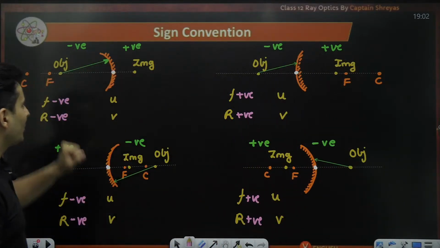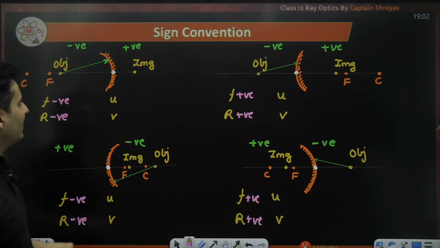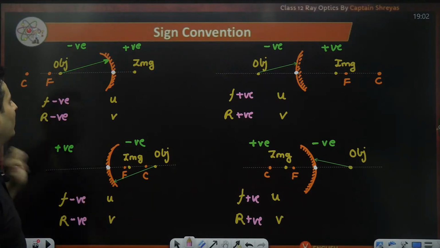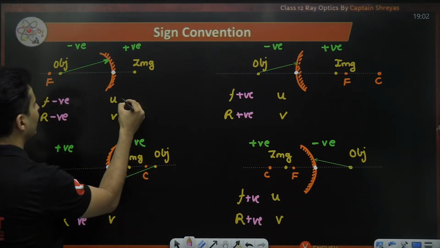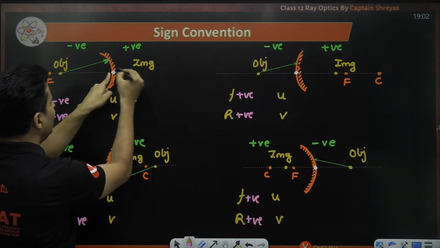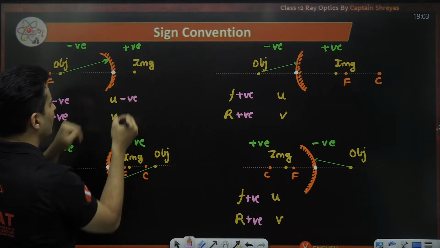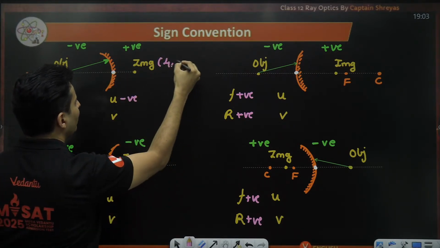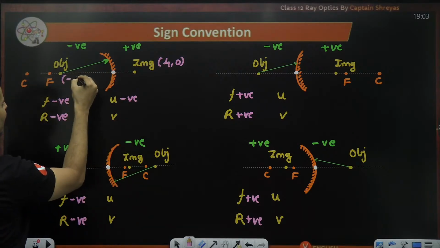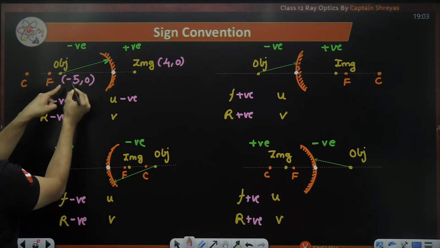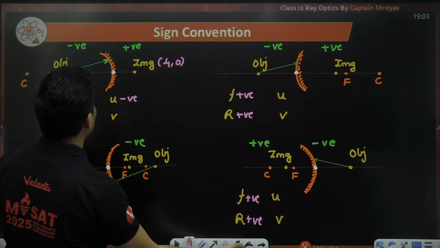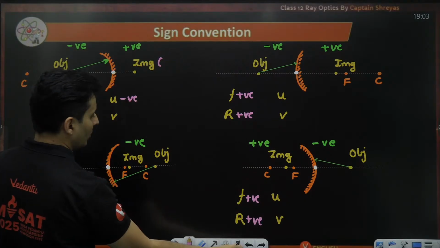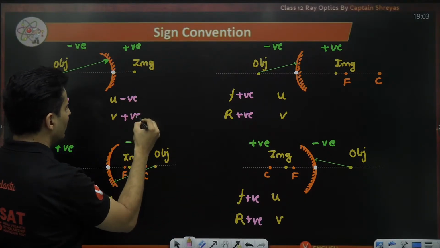Now, if you talk about object distance and image distance, look at the coordinate of the object. The object coordinate will be negative, as you can see. The image is on the positive side. So the image coordinate will be like 4, 0, and the object coordinate will be like minus 5, 0. So that is what I mean. Look at the coordinates. So this will obviously be positive.